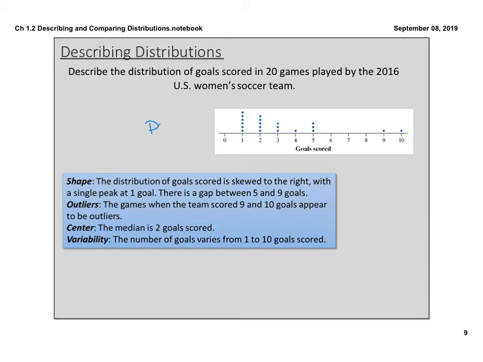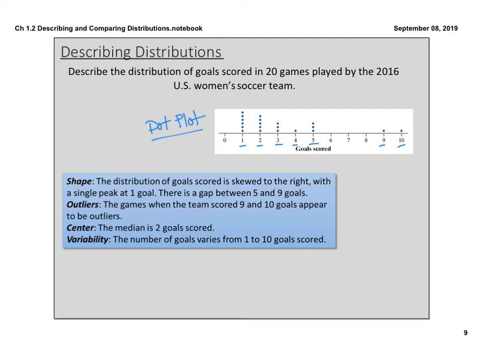We've got a dot plot here. You're going to see dot plots a lot in this class. We see that there were 6 games that they scored 1 goal, 5 games they scored 2 goals, 3 games they scored 3 goals, 1 game they scored 4 goals, 3 games they scored 5 goals, and then way up at the top, 1 game they scored 9 goals, and 1 game they scored 10 goals.